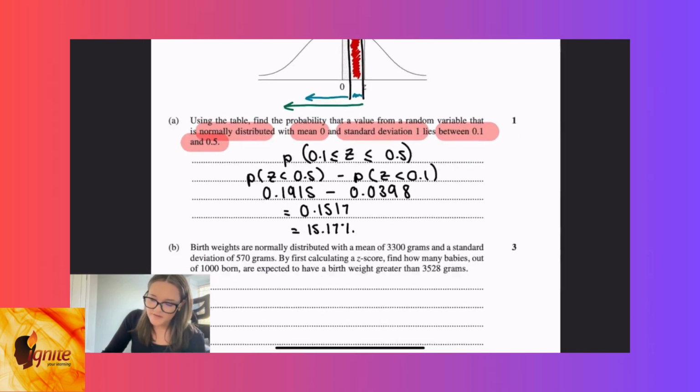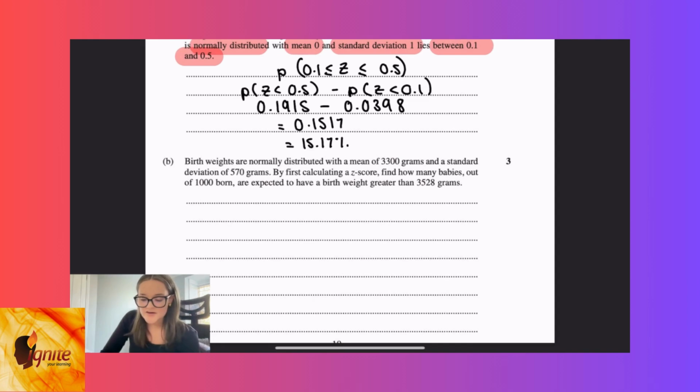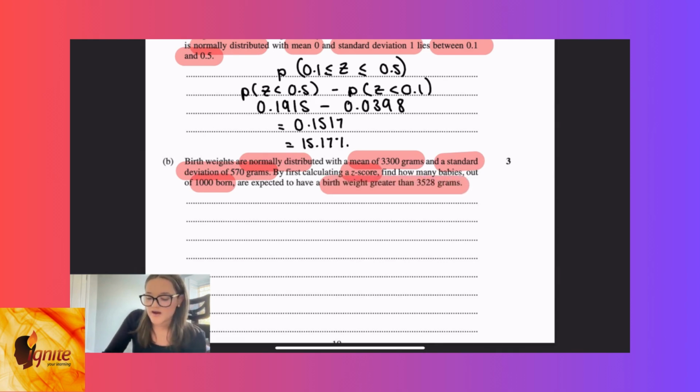If we have a look at part B, we're now given a different scenario. So we have birth weights are normally distributed with a mean of 3,300 grams and a standard deviation of 570 grams. By first calculating the z-score, find out how many babies out of 1,000 born are expected to have a birth weight greater than 3,528 grams. So therefore, my desired value here is the probability that x is greater than 3,528. So it gives me a hint here that I want to find my corresponding z-score. So my z-score formula is z is equal to x minus my mean over my standard deviation.